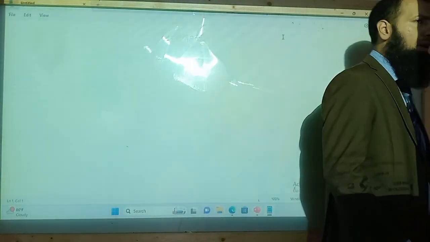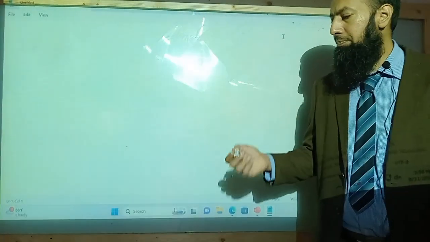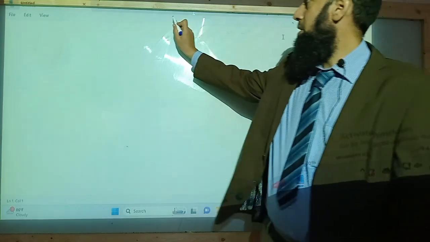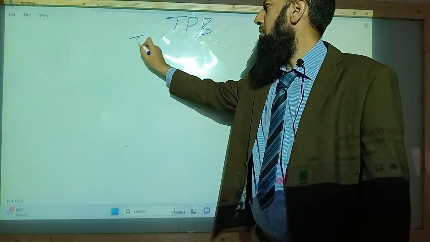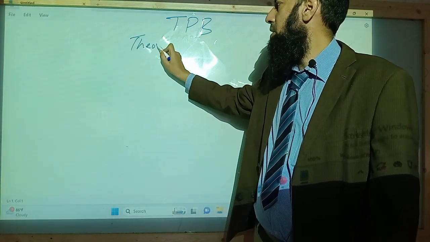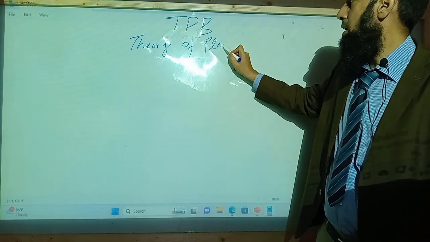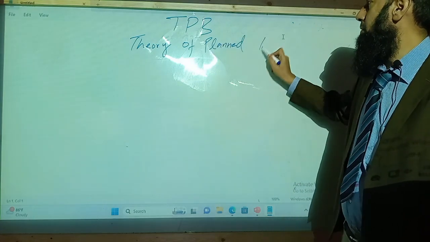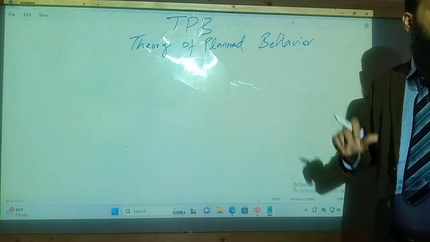Okay, I hope the idea is pretty clear, but still I want to give another example. So the example is the theory of planned behavior. It is one of the very famous theories. So what is the concept behind it?